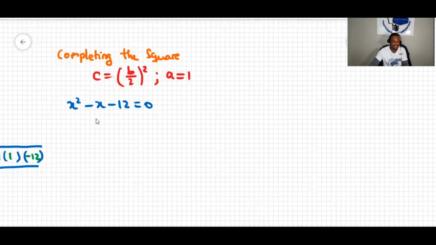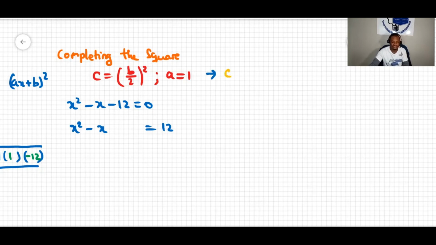A perfect square is written like this, of the form ax plus b to the power of 2. That's a perfect square. But we cannot write it this way with a negative 12. We cannot make it a perfect square here. So what we do, we're going to move negative 12 over. It becomes positive 12.